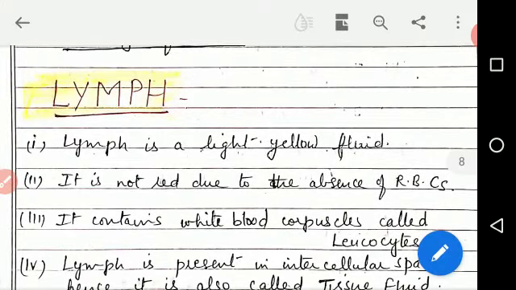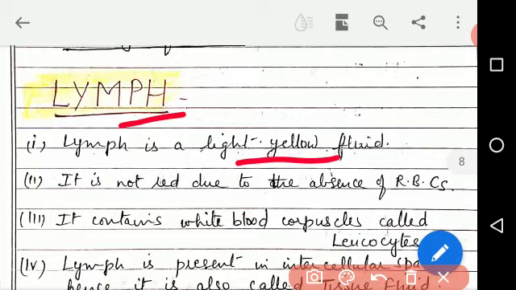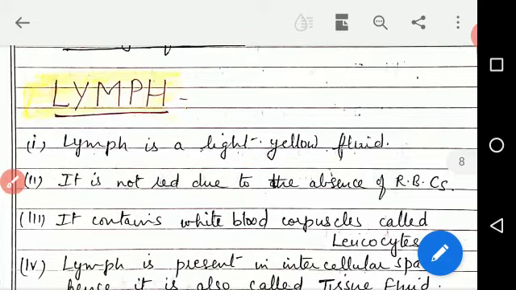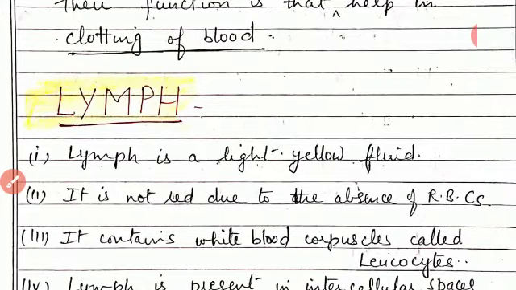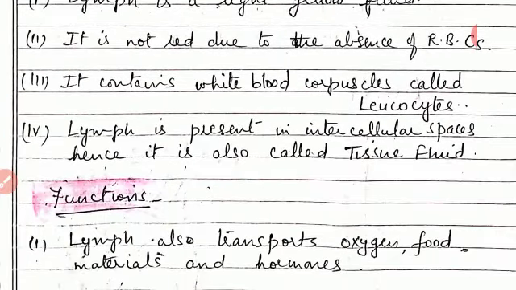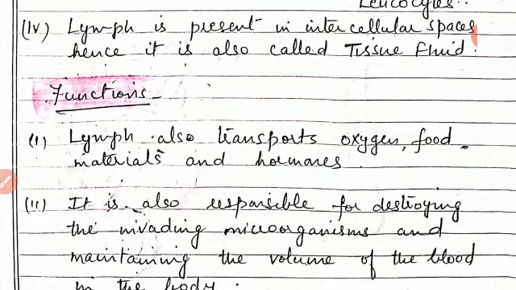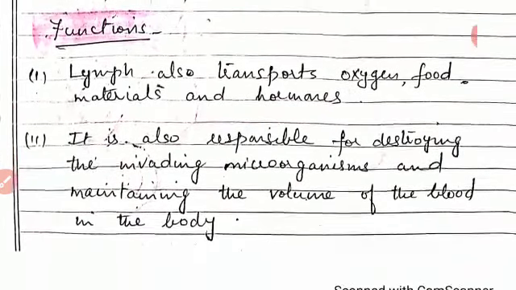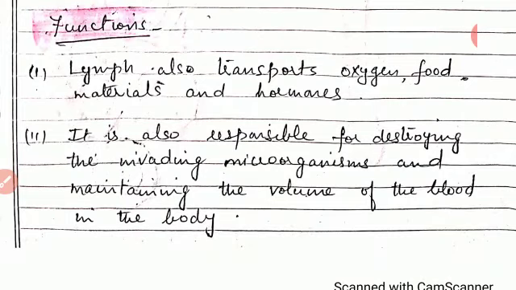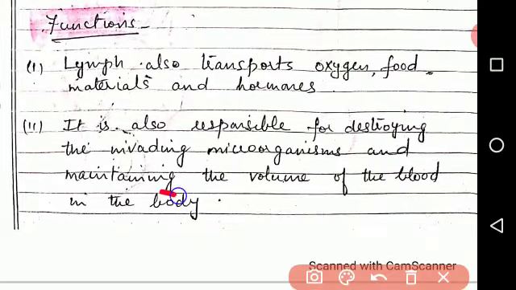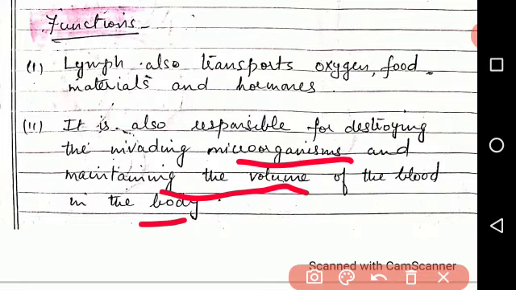Another type of fluid connective tissue is lymph. Lymph is a light yellow fluid. It is not red due to the absence of RBC. It contains white blood corpuscles called leukocytes. Lymph is present in intercellular spaces, hence it is also called tissue fluid. Functions: lymph also transports oxygen, food materials, and hormones. It is also responsible for destroying the invading microorganisms and maintaining the volume of the blood.